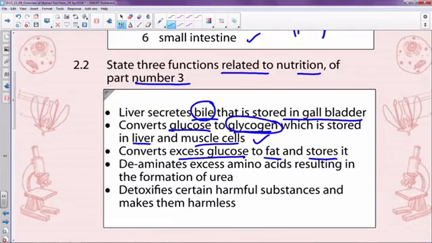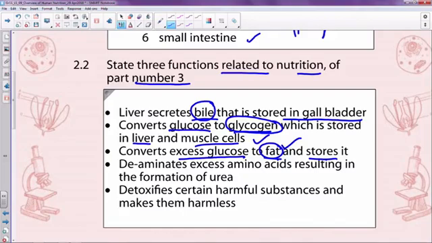So it also can, over and above storing it as glycogen, convert it to fat and store that excess fat, especially in organisms that rely on food during unfavorable conditions. They tend to eat and collect that fat under their skin as adipose tissue so that it can be used to insulate them, or during periods of hibernation. Let's look at the fourth one.